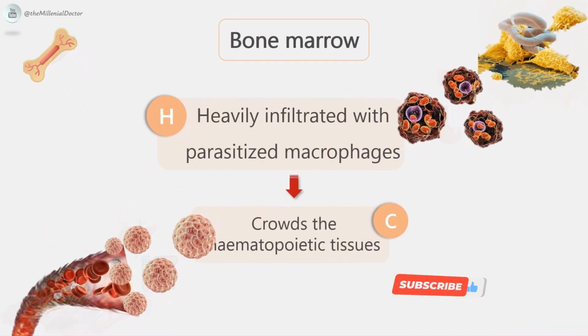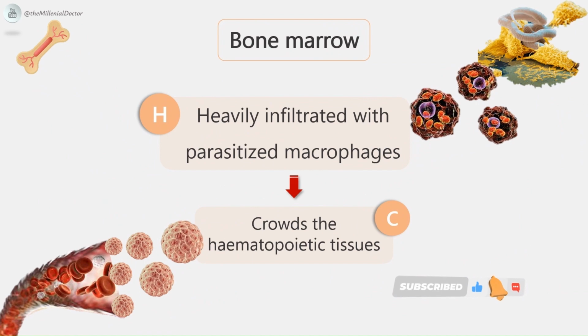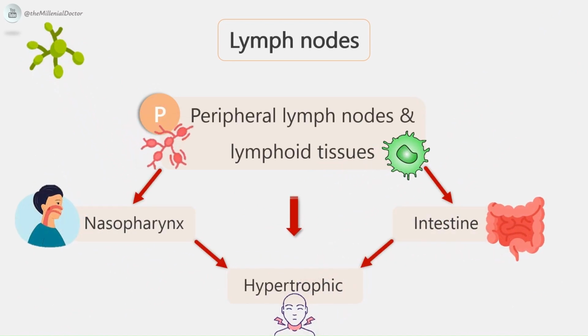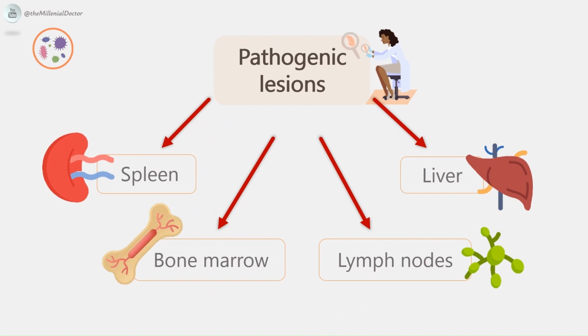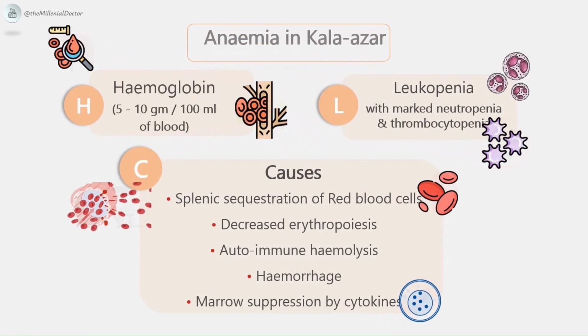Then bone marrow. The bone marrow is heavily infiltrated with parasitized macrophages which may crowd the hematopoietic tissues. Then lymph nodes. Peripheral lymph nodes and lymphoid tissues of the nasopharynx and intestine are hypertrophic, although this is not seen in Indian cases. So these were the pathogenic lesions produced by the parasite. Then anemia in kala azar.